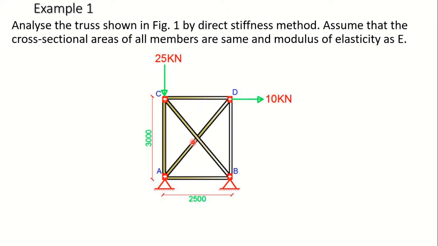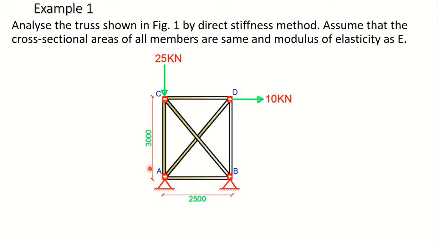The truss has been supported at joints A and B with hinge supports. At C, there's a load of 25 kilonewton acting in the downward direction, and at D, we have a load of 10 kilonewton here. The length, or the horizontal dimension of the truss, is 2500 mm, whereas the height of the truss is 3000 mm.